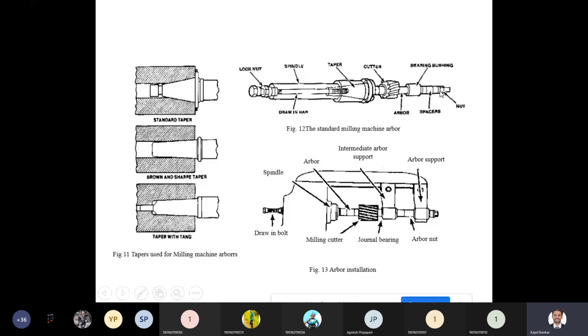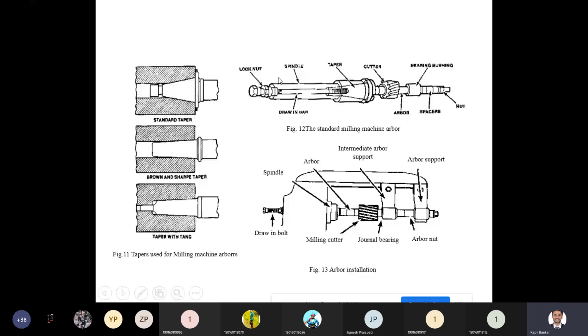Here there are different tapers available on the Arbor. It may be a standard taper like this. It may be a Brown and Sharpe taper. This is the type of taper. Standard taper. It may be a Brown and Sharpe taper. It may be a taper with tang. Here the tang is there. Okay. So different types of Arbor are available, and you can fix your Arbor in this manner.